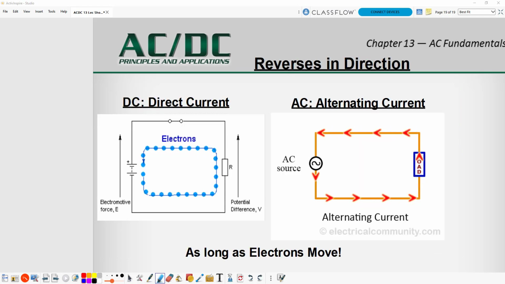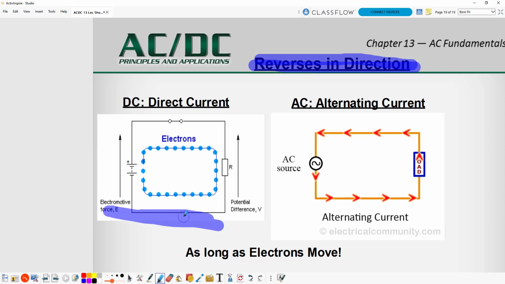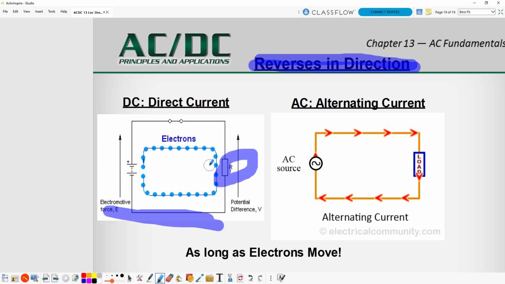Okay, another part of our definition, we said it periodically reverses in direction. So on the left here we see a DC current, and we can see our electrons are moving in one direction. Let's say this is a light bulb here. As long as the electrons are moving through, the light bulb is going to get hot due to friction. It's going to heat up enough to glow and light up the whole room.